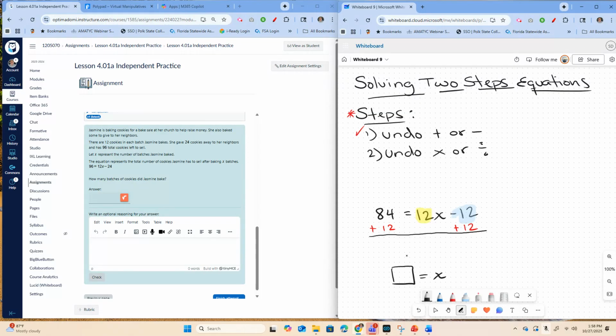Let's do that using the calculator. 84 plus 12, that's 96. The 12x, we haven't used it, so I'm just going to write it again. Now, when you do minus 12 plus 12, that will give you 0, but we don't write 0. We just cross it out.